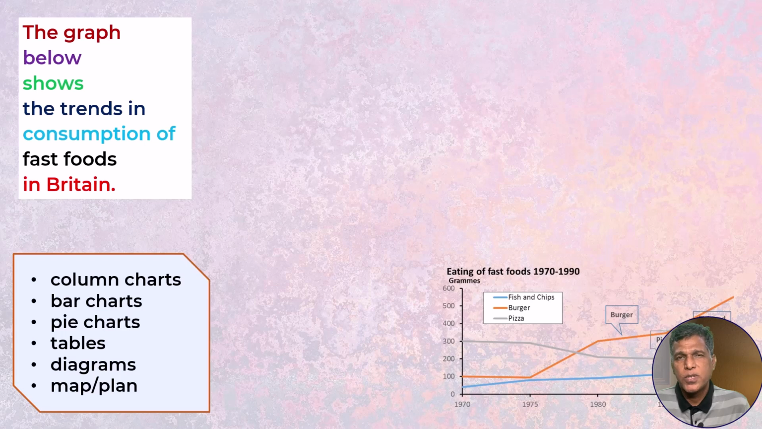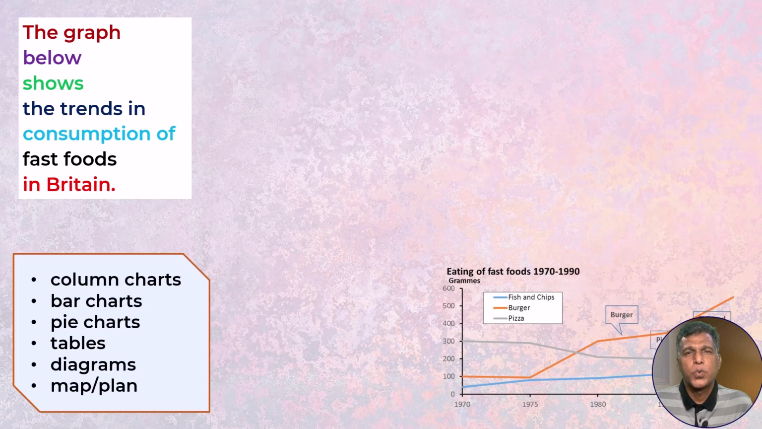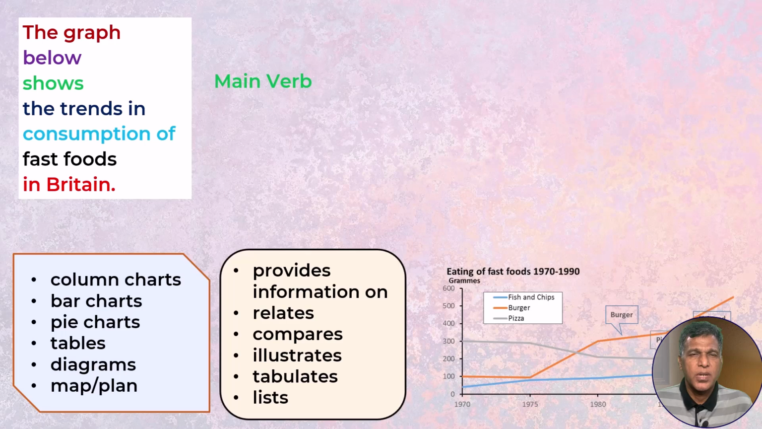The word below simply means the illustration is given under the statement. Here, the main verb is shows, but we can use its synonyms like provides information on, illustrates, compares, relates, tabulates, and lists. Next is the word trends.